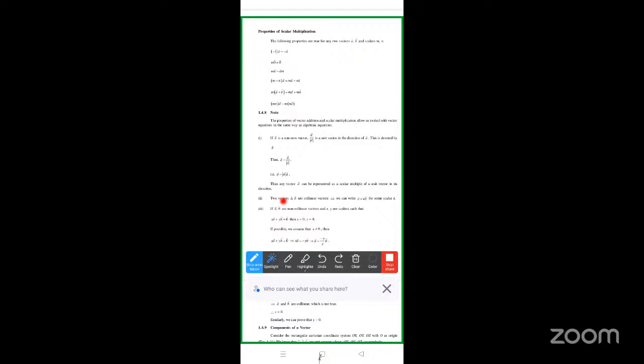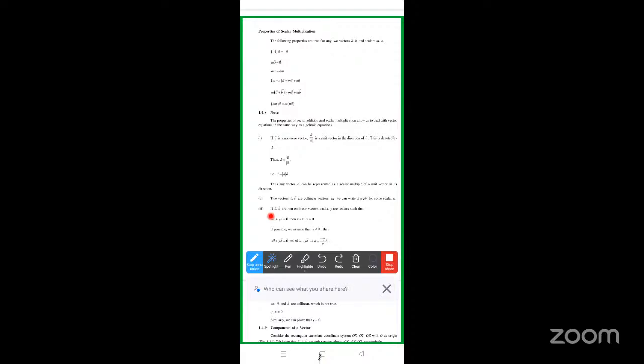Second point: two vectors A and B are collinear vectors, implies and is implied by, we can write A bar is equal to some constant or scalar k into B bar, where k is some scalar. So two vectors are said to be collinear if and only if A bar is equal to k, some scalar multiple of vector B bar.